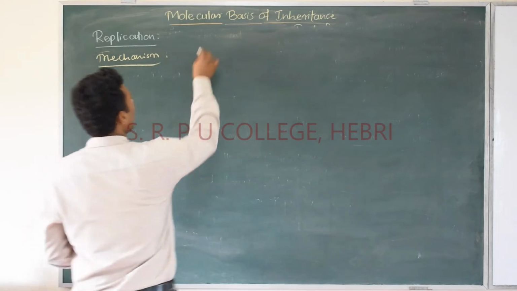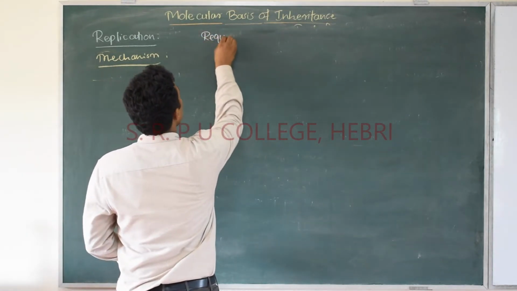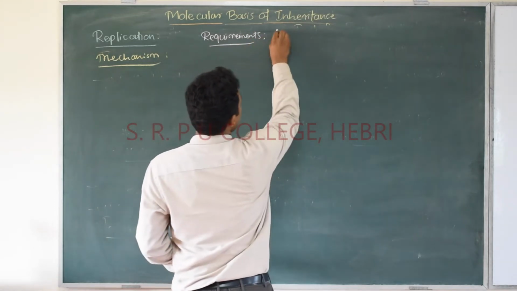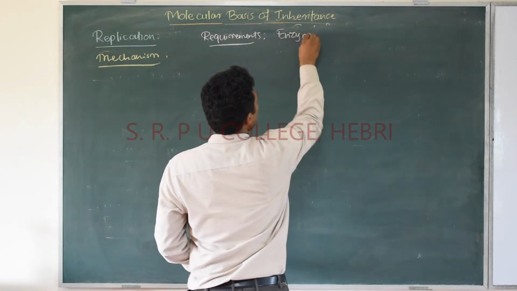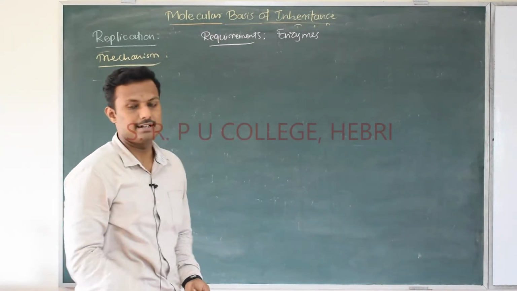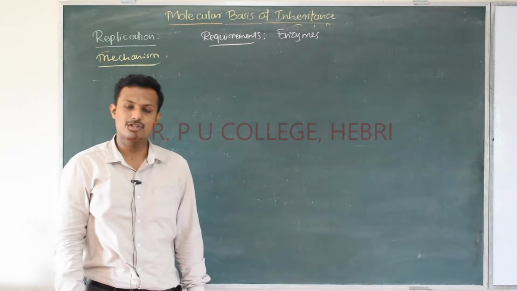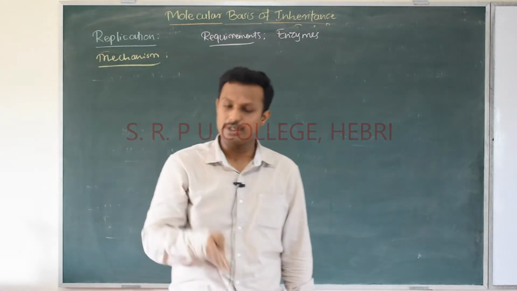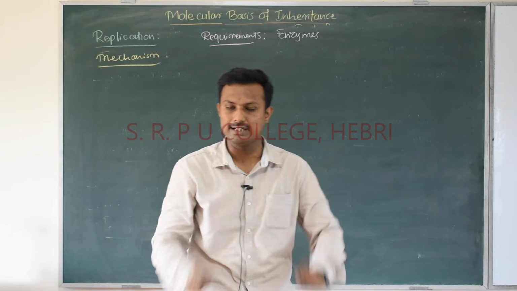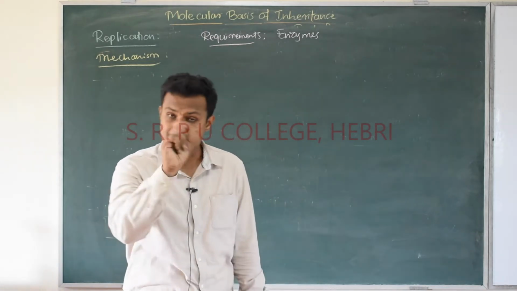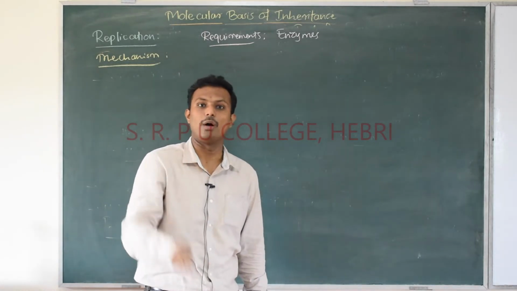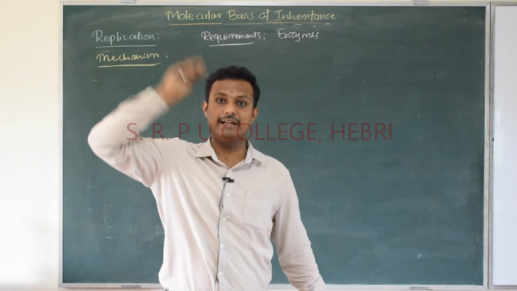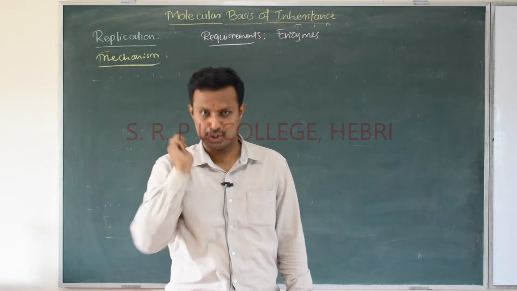I'll just write the requirements here. The requirements for the process of replication are the enzymes. We have already listed which enzymes are required. That is the DNA dependent DNA polymerase, which will function very efficiently in a single direction and also very accurately on the basis of complementary base pairing, right? And if any mistakes are there, it has the capacity to stop. And if that particular enzyme, DNA dependent DNA polymerase, goes on replicating, then it will lead to mutations.